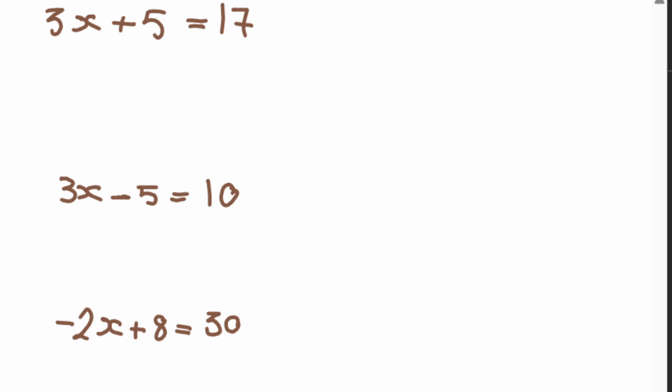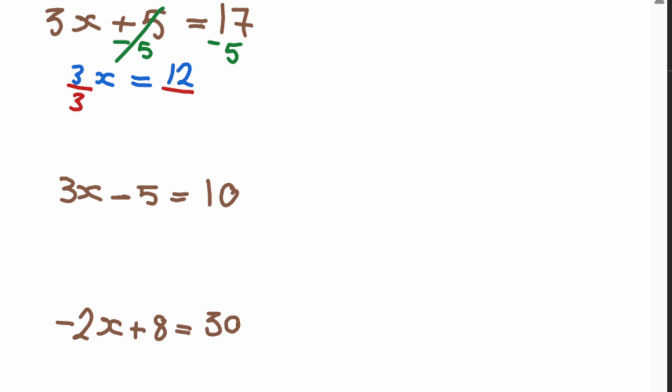Now, on the first question, there is 3 times x plus 5 equals 17. So we get rid of the plus first by doing minus 5 on both sides. This cancels. On the left side, you have just 3x, which is 3 times x, equal 17 minus 5, which is 12.